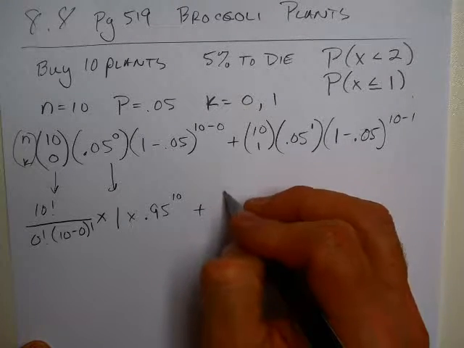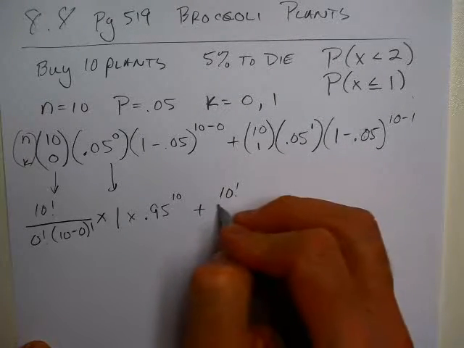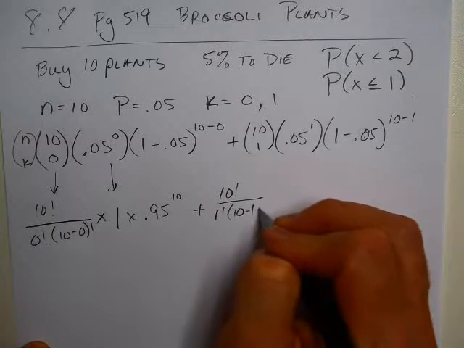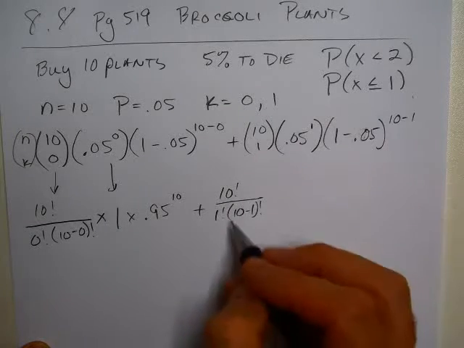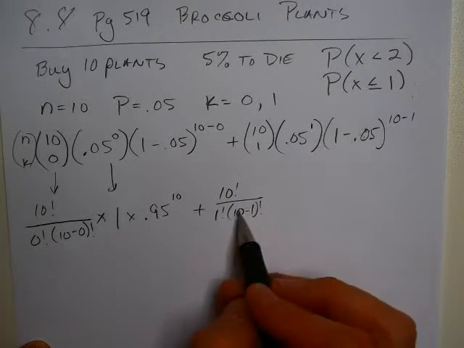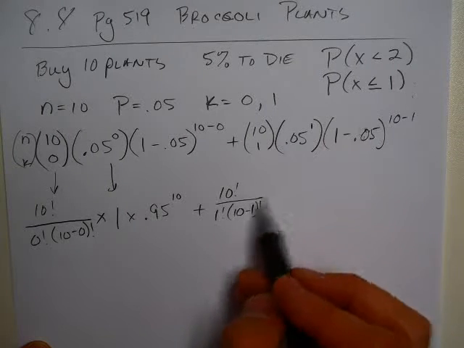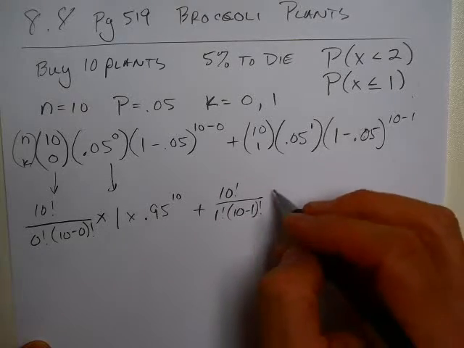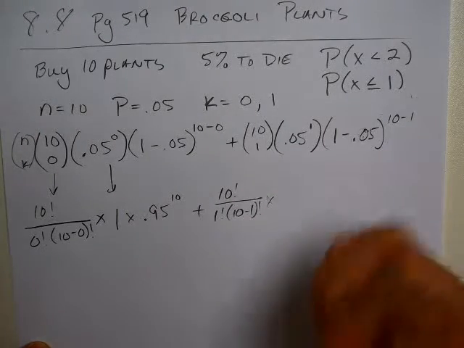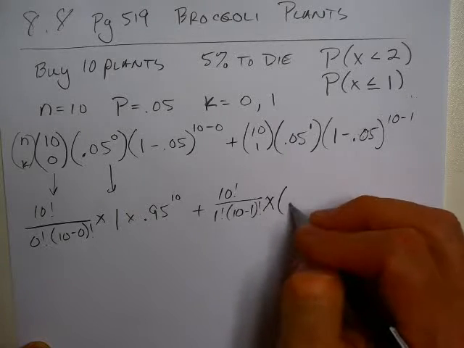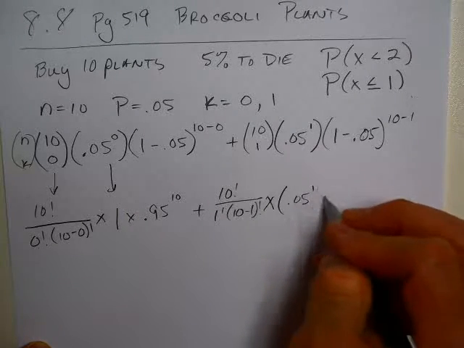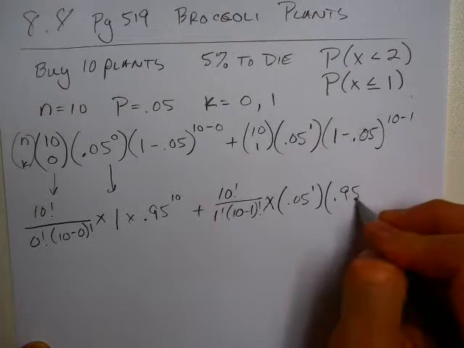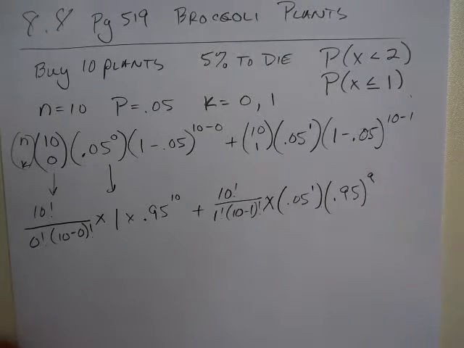And this is going to be 10 factorial over 1 factorial times 10 minus 1 factorial, which is going to be 10 because 9, 8, 7, 6 and all that are going to get canceled out here. If you're unsure about that, call me over and I can show you that. Times 0.05 to the first power times 0.95 to the 9th power.